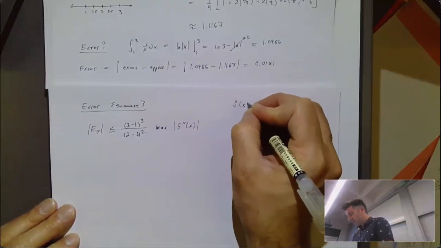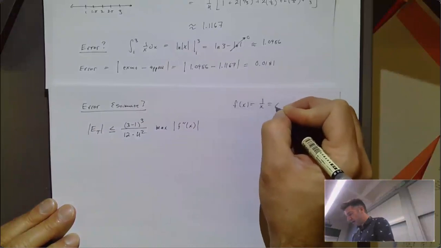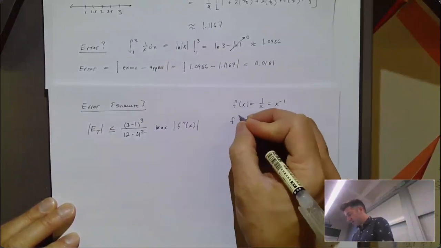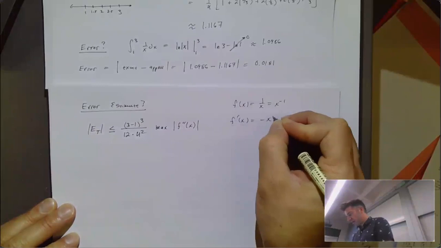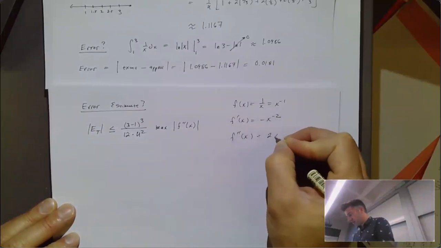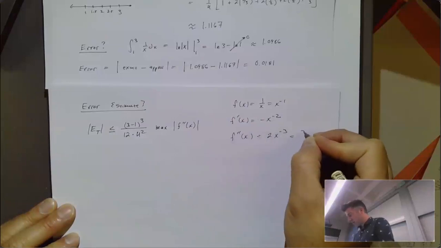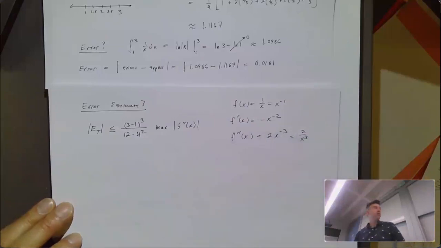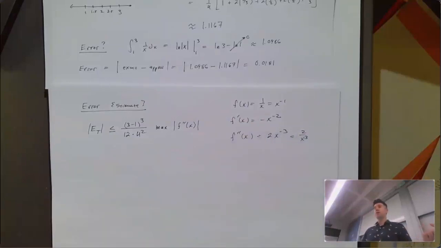My function was 1/x, which is x to the minus 1. My first derivative is -x to the minus 2. My second derivative is +2x to the minus 3, or 2/x³. So sometimes you get lucky in that this function, it's fairly easy to tell where it's biggest, right?